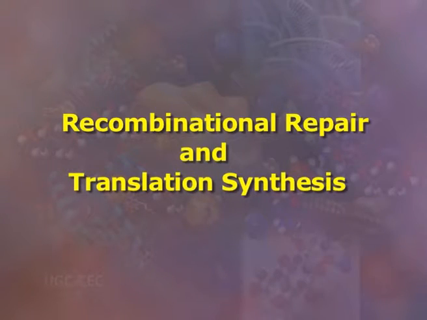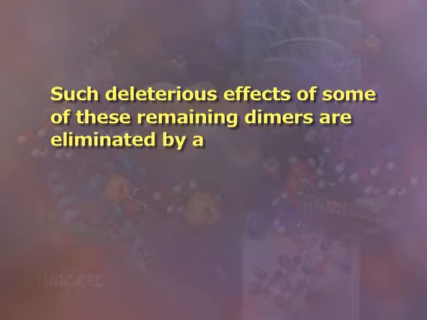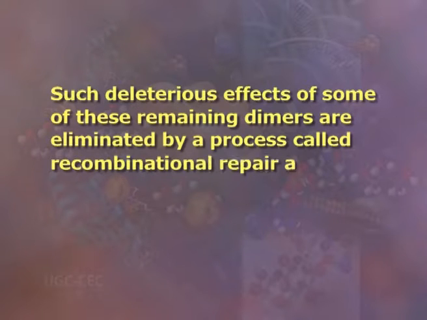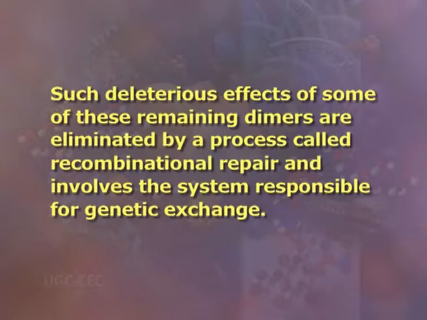Recombinational repair and translesion synthesis. In spite of the availability of the excision repair systems for the removal of many of the thymine dimers and other lesions, its intervention may not be timely enough to avoid the effect of several dimers and their interference in various cellular processes. Such deleterious effects of some of these remaining dimers are eliminated by a process called recombinational repair and involves the system responsible for genetic exchange.